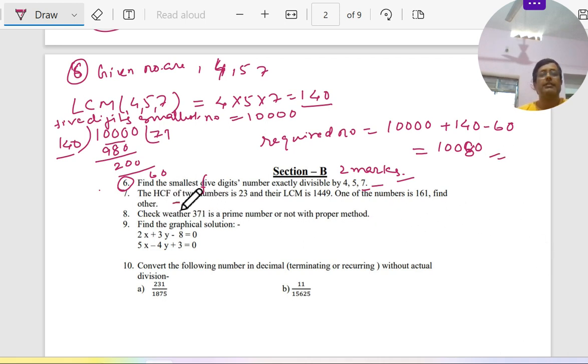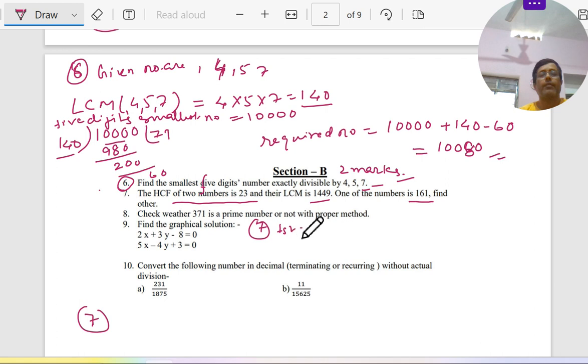So here HCF of two numbers is given. Question number 7 I go. HCF of two numbers is 23 and LCM is given 1449. And one of the numbers is given 161. Find the other number. So we write here question number 7.